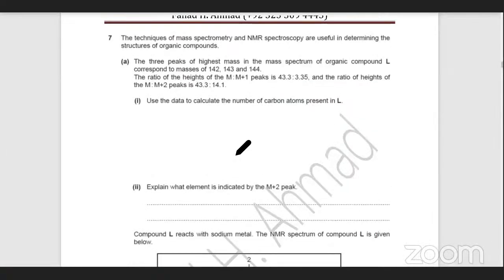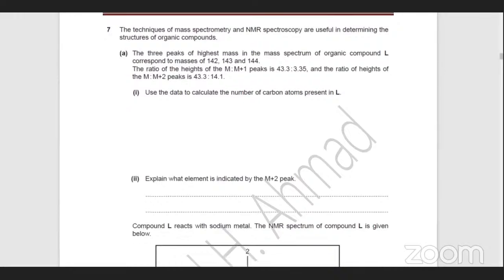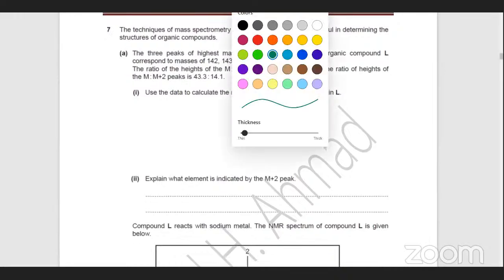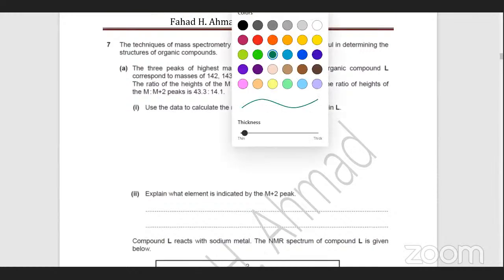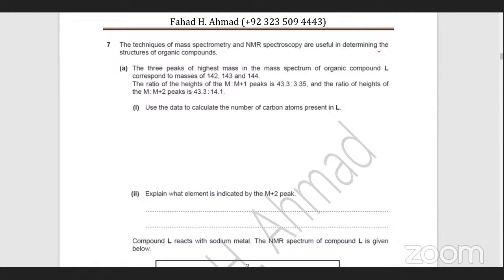If you can see this question on the screen. So the question was stating that there were 3 peaks of the molecular ion, and they had a mass of 142, 143, and 144. Remember, they are 3 different peaks because they're different isotopes, which is why the mass is coming out to be different each time.